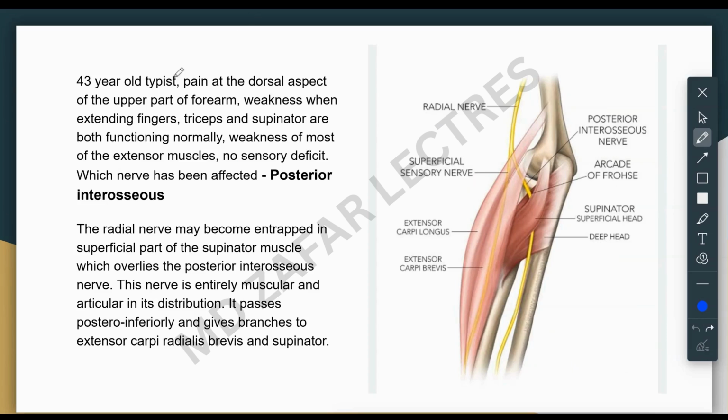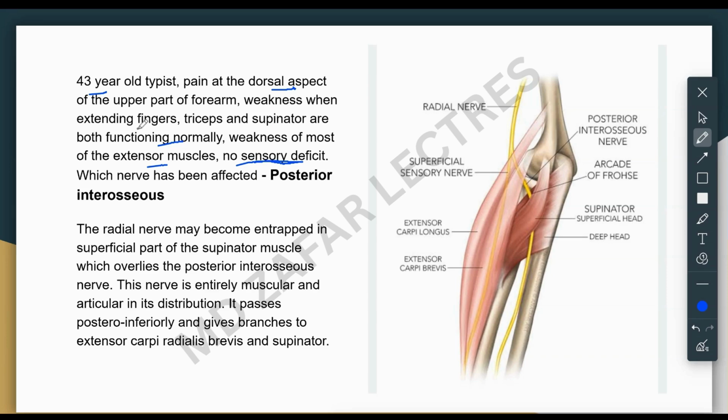So next up we have a 43-year-old typist who presents with pain in the dorsal aspect of the upper part of the forearm and weakness when extending the fingers. Triceps and supinator are both functioning normally. However, there is weakness of most of the extensor muscles and there is no sensory deficit. So which nerve has been affected?